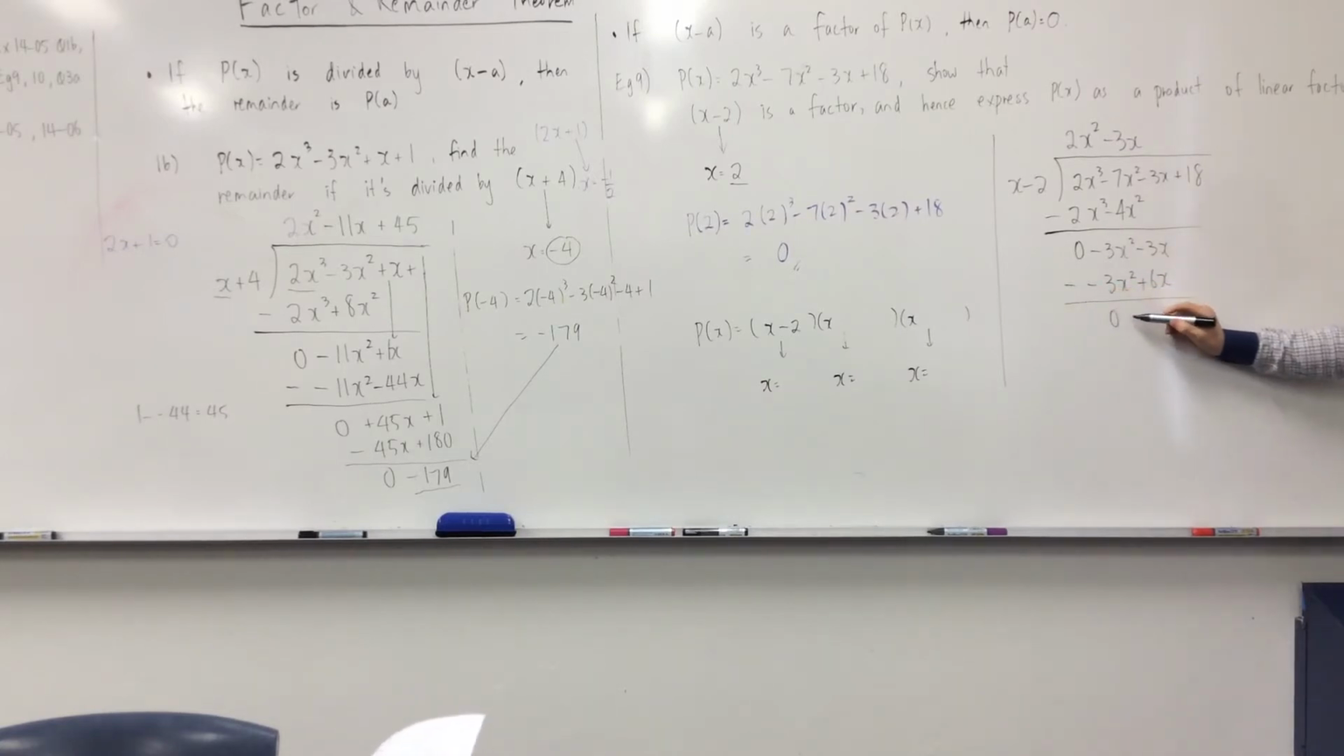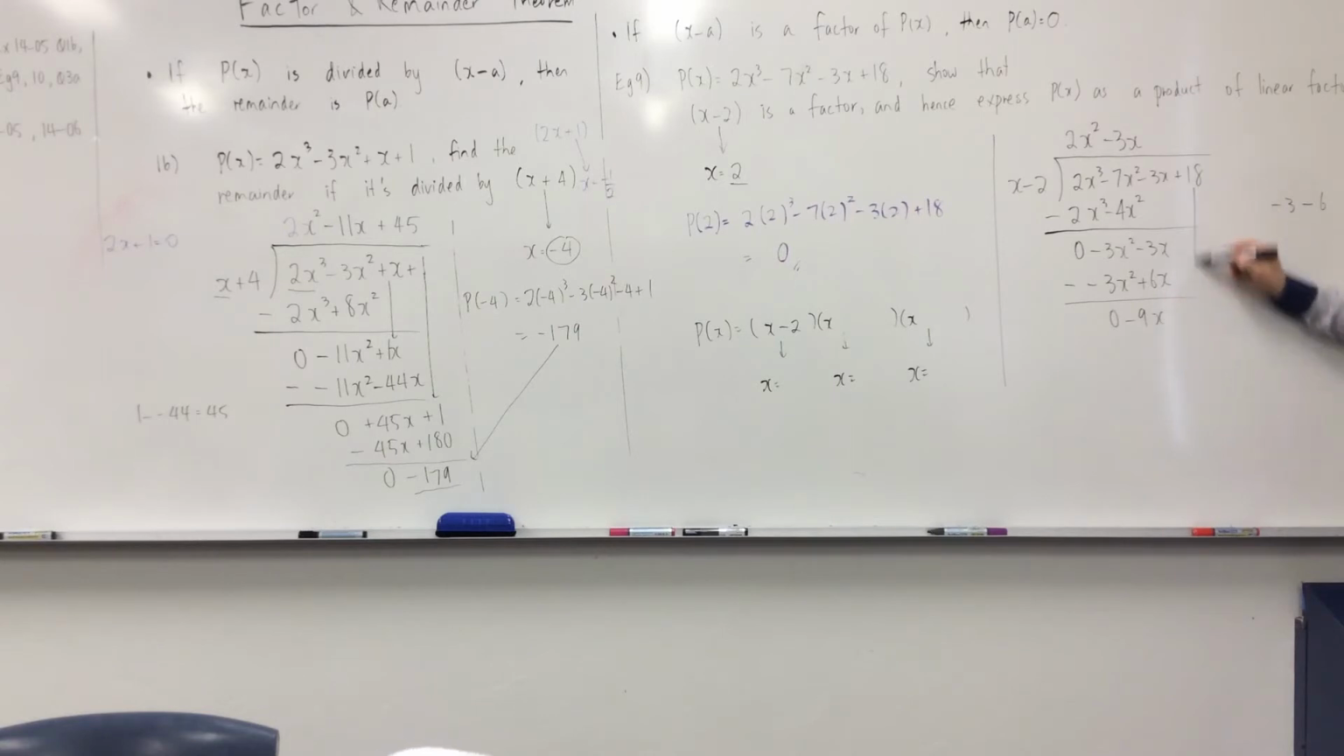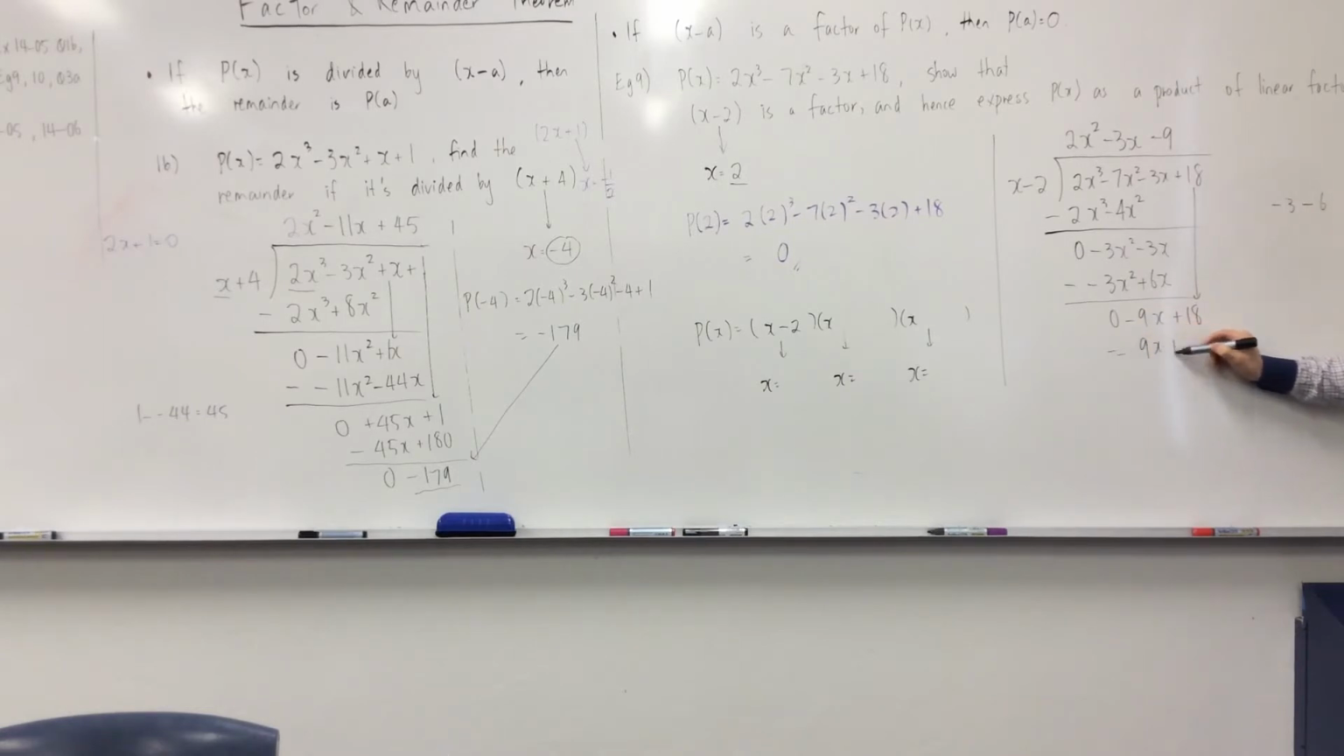So that's 0 plus 6x. No, it's not. Minus 9. Yeah, minus 9. Minus 9x plus 18 minus 9. Yeah. So as you expected, the remainder is 0.